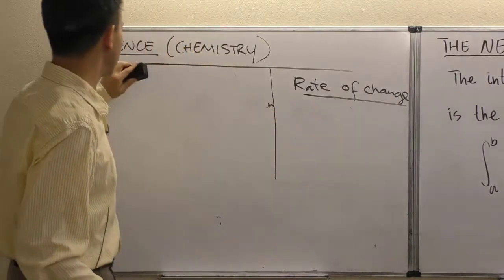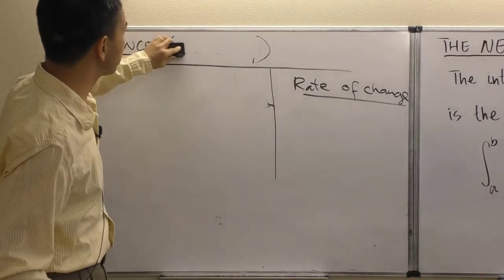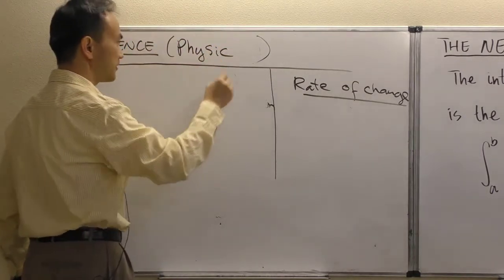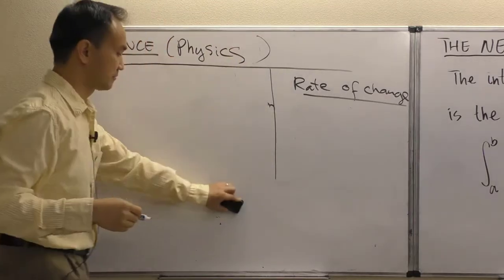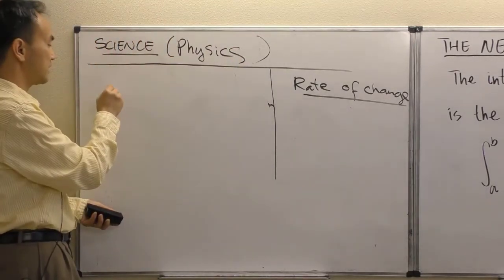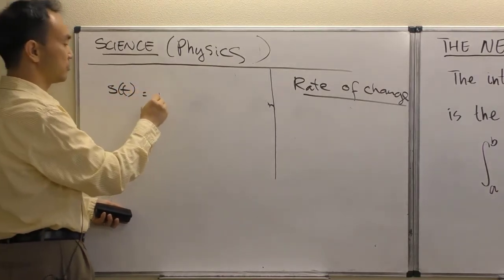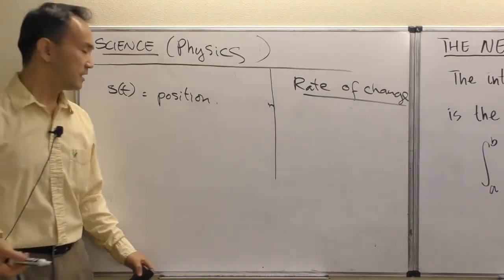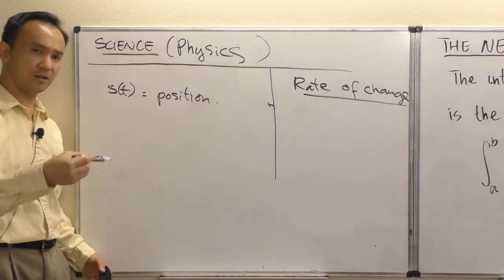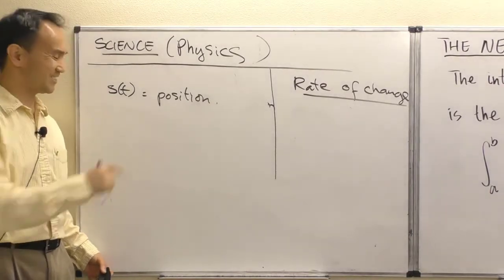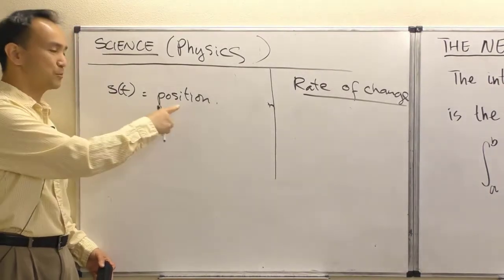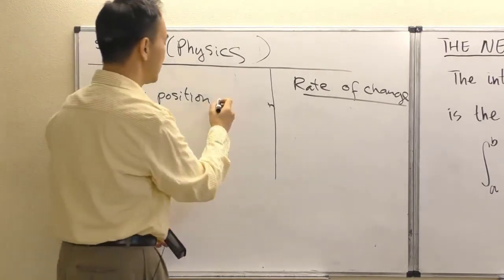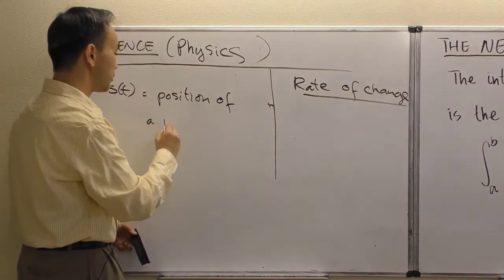And still, among all the different sciences that we're learning right here, physics has a very famous problem. When we're moving, we look at s as the position. A lowercase s is regarded among physicists as the symbol for the position function, and t is time again. So at any time t, s gives the position of a moving particle.